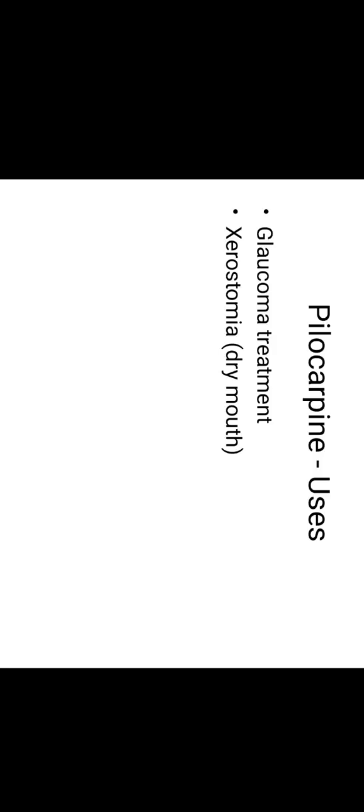So it is used for glaucoma treatment. You know what glaucoma is, we have seen in the previous slide. And it is used in xerostomia, which we call dry mouth. So when we give pilocarpine, it stimulates the M3 receptor, and it stimulates the salivary glands and improves the secretion.